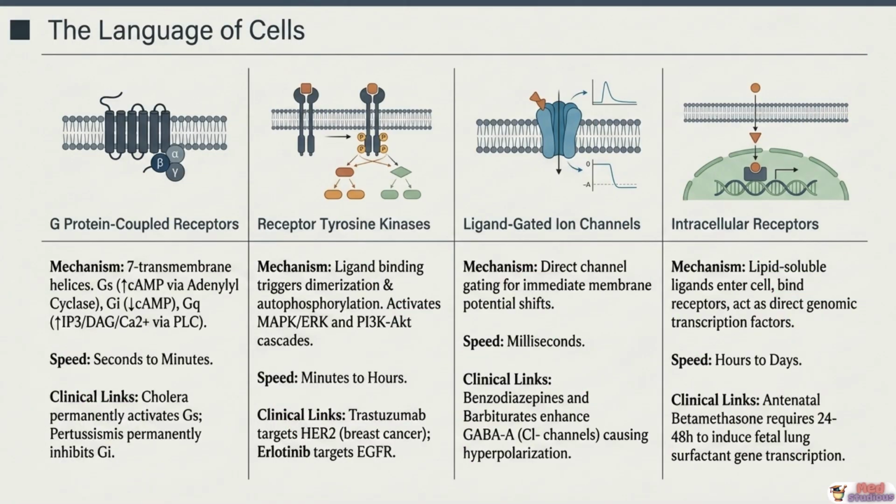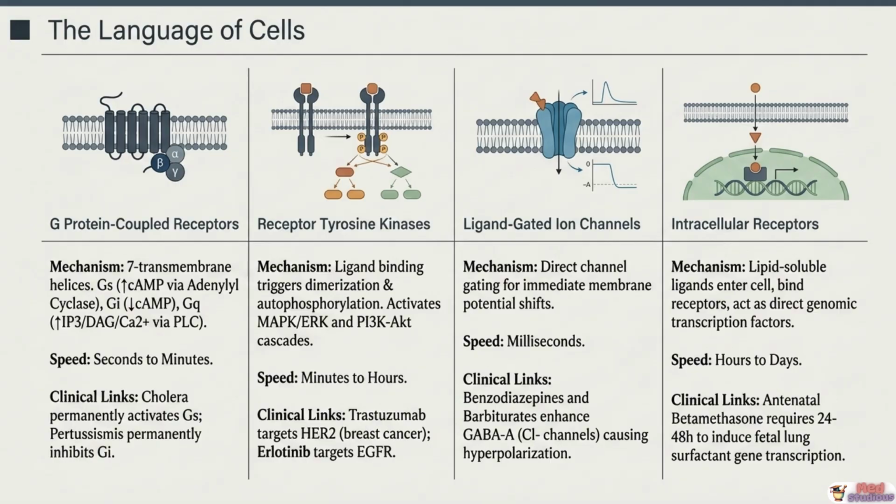Cells must communicate reliably to orchestrate survival, utilizing specific signal transduction networks to translate extracellular cues into functional outputs. The largest family of cell surface receptors consists of G protein-coupled receptors, which feature 7 transmembrane helices. These operate through distinct alpha subunits. GS stimulates adenylyl cyclase to elevate cyclic AMP and activate protein kinase A. GI directly opposes this by reducing cyclic AMP. And GQ recruits phospholipase C to generate IP3 and DAG, releasing intracellular calcium.